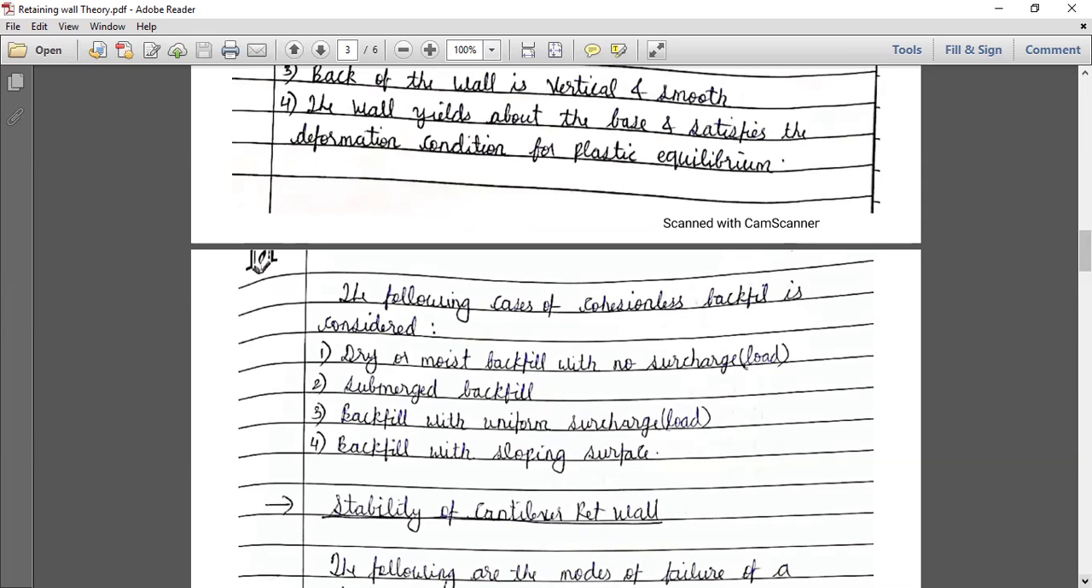So now let us understand, whenever we design a retaining wall, we have to do particular checks. Okay, so that is the same for every structural element. We have to perform certain checks, then only we can say that the design is safe. So here let us see what are the various checks that we perform in the design of a retaining wall.